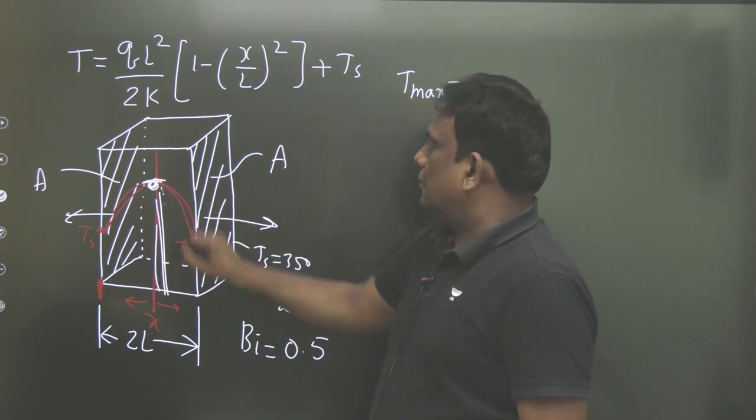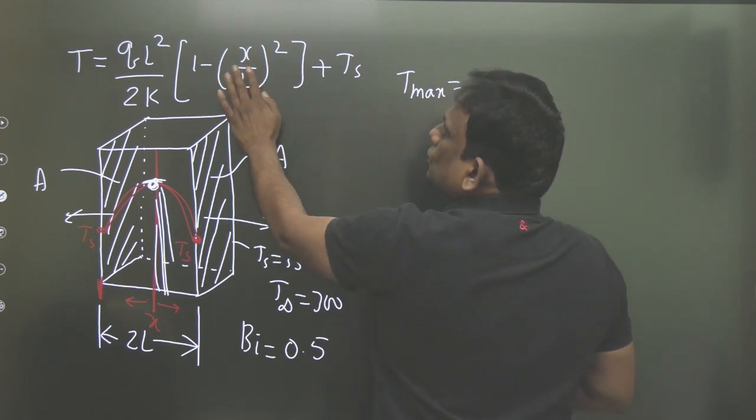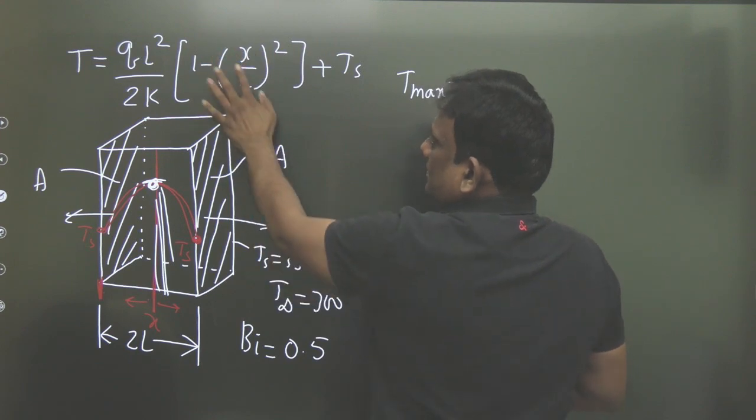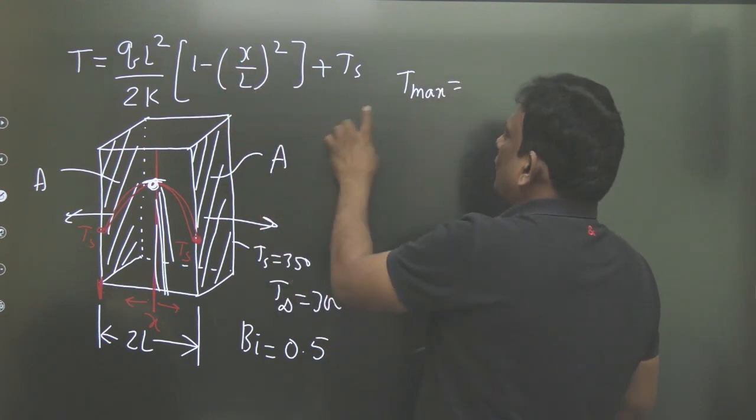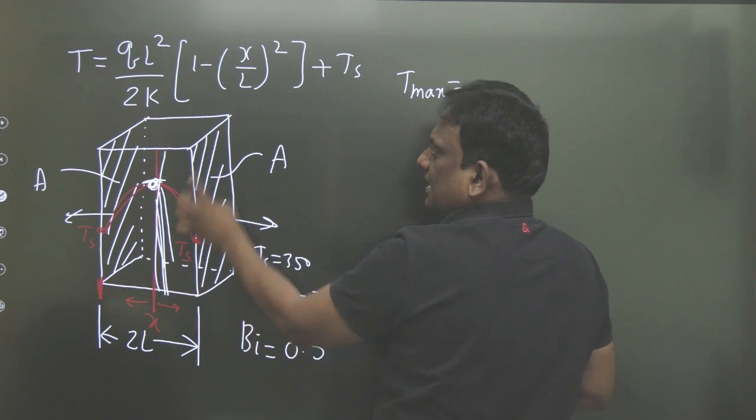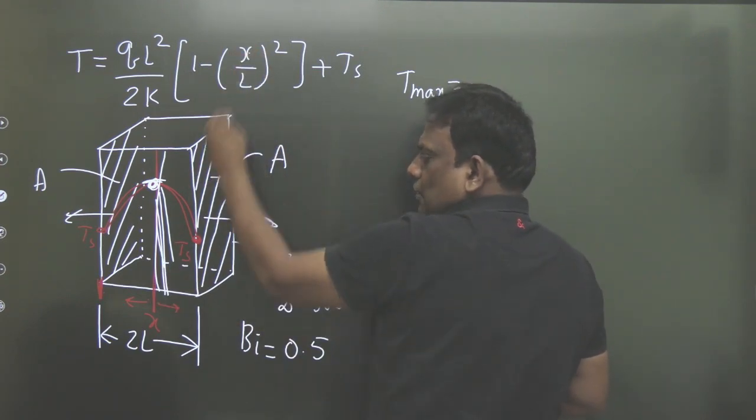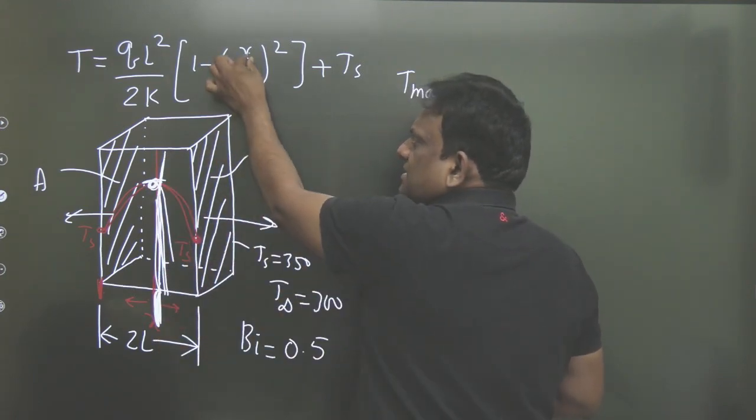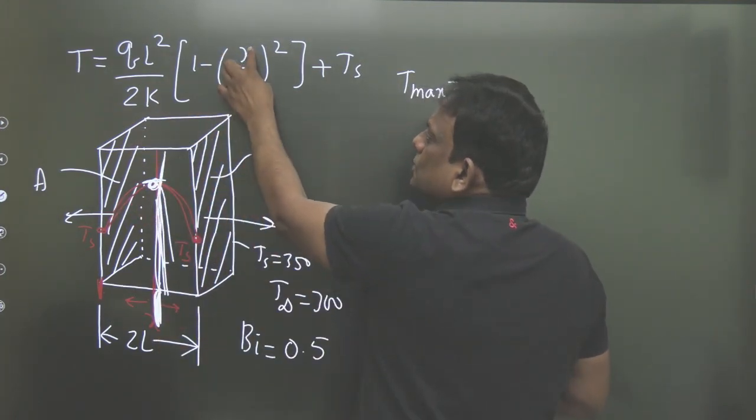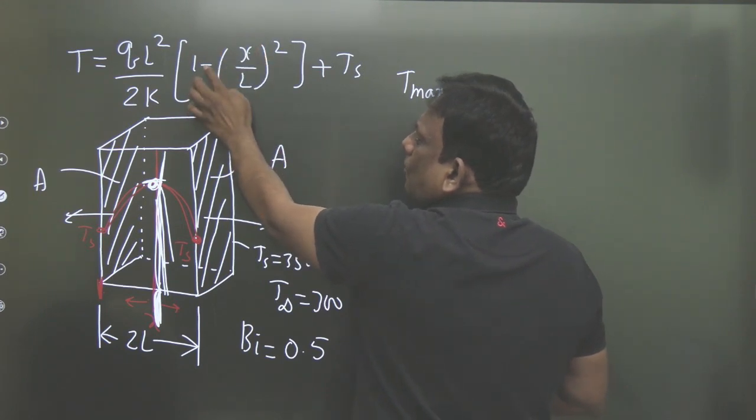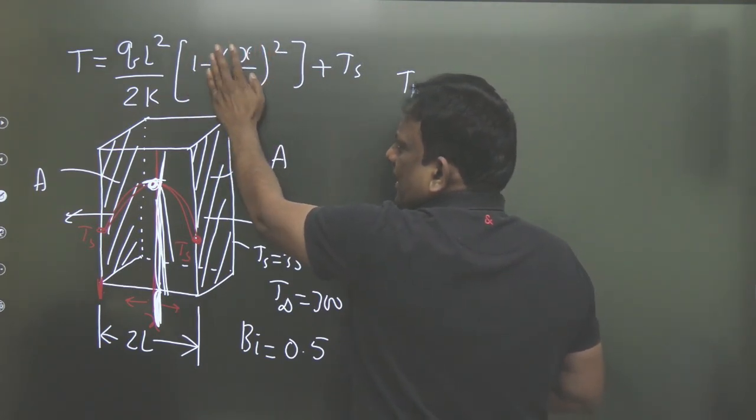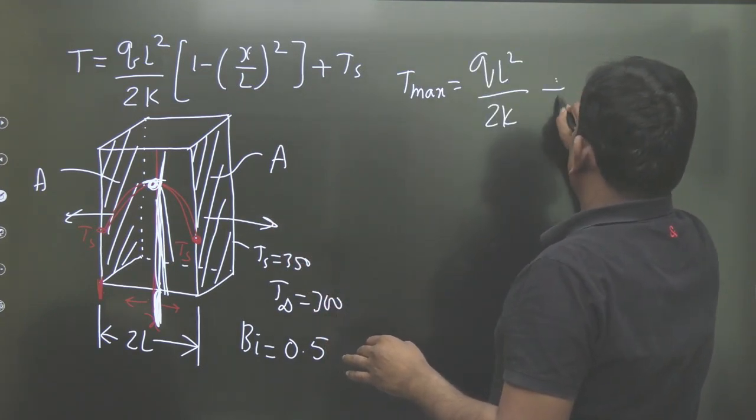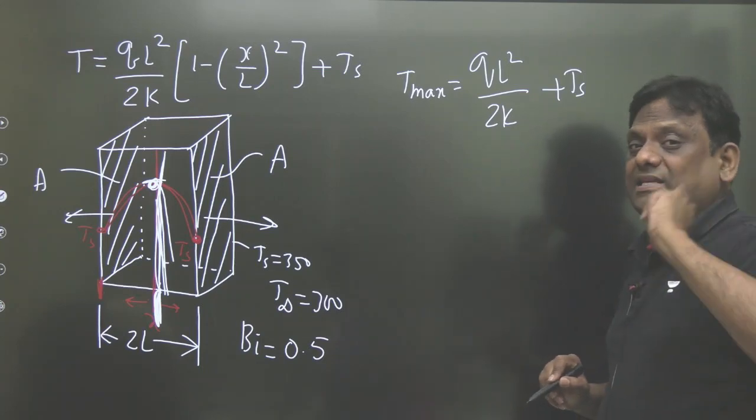At the center, x is 0. Put x as 0. So this 0 square is 0. 1 minus 0 is 1. Let me repeat. I want the maximum temperature. Where is the temperature maximum? At the center. At the center means x is 0. x is measured from here, from the center. So x is 0 and the temperature is maximum. So 0 square is 0, and 1 remains. So therefore it is QL square by 2K plus TS. And he is asking what is the maximum temperature.